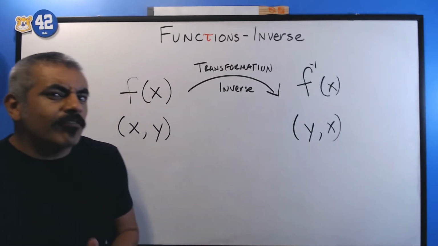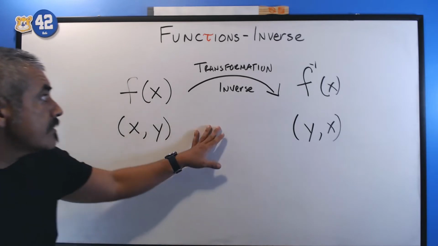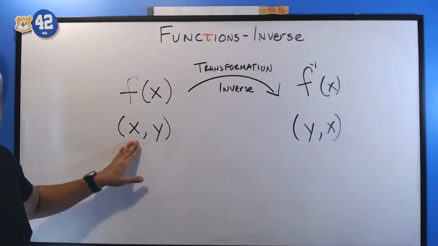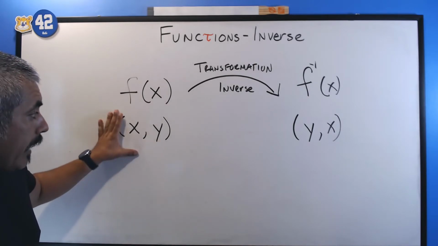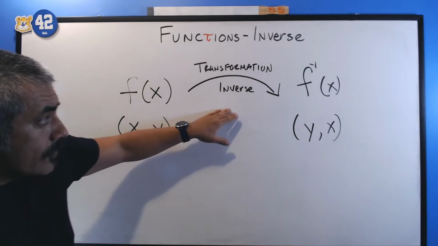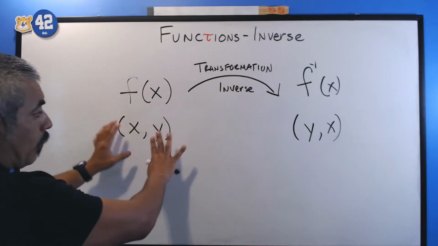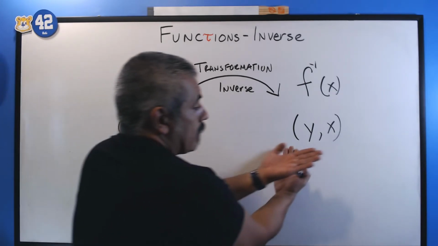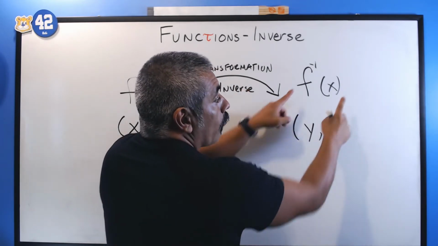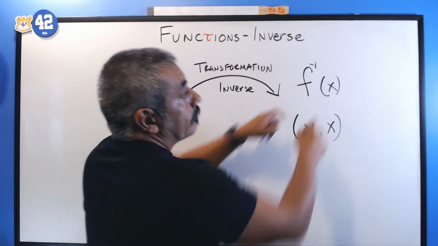And the way we can visualize this is that if we have a function like f of x with some point x, y on this plane, then if we apply the transformation of the inverse, it's going to simply take this point and flip it around and spit back a point in reverse order, and we are going to call that the inverse of f.